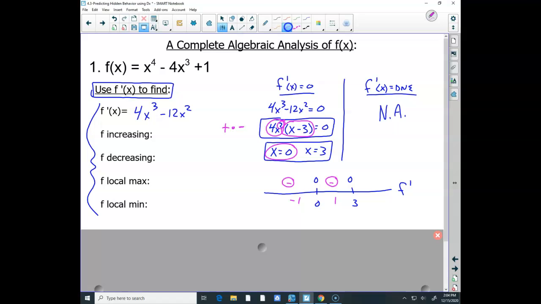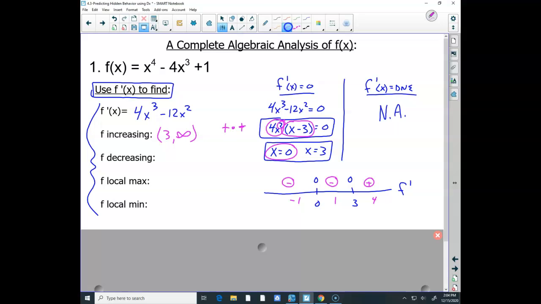Okay, and then I'm going to grab something on the outer end of that 3, and I'm going to put it in there. Well, it's still a positive, but now 4 minus 3, now that's a positive. So now I'm increasing. And I can read this super duper easy. F is increasing from where? Well, it's going to be increasing from 3 to infinity. That is the interval in which I'm increasing.